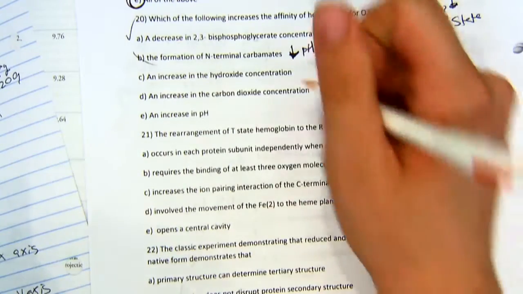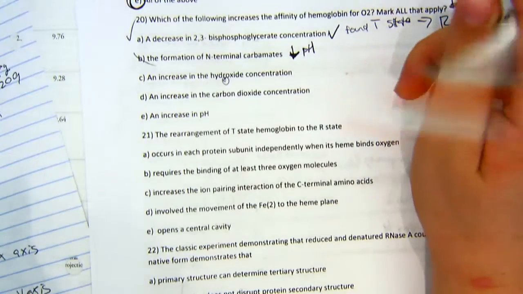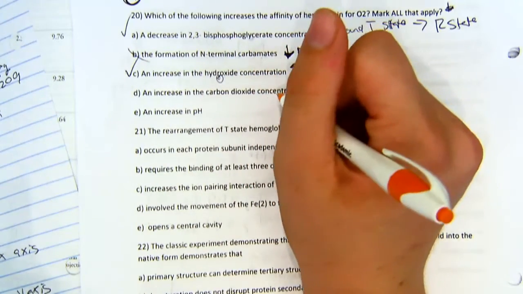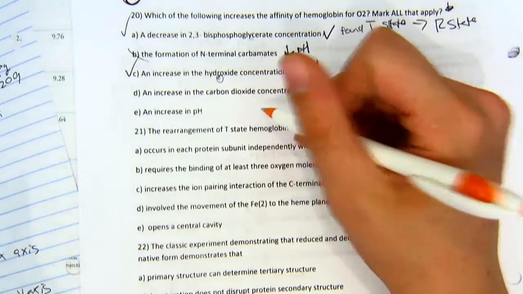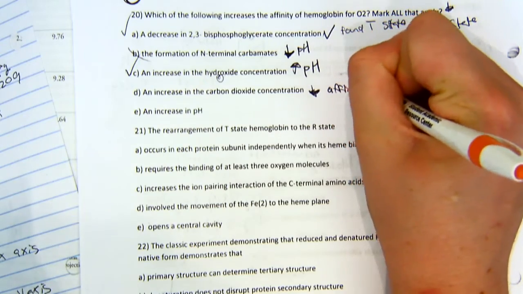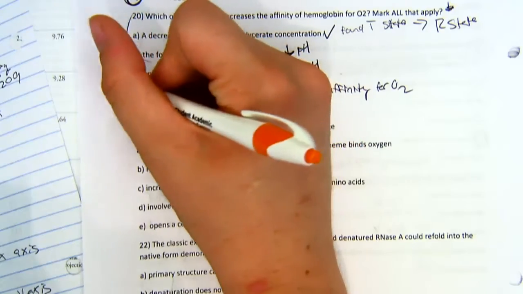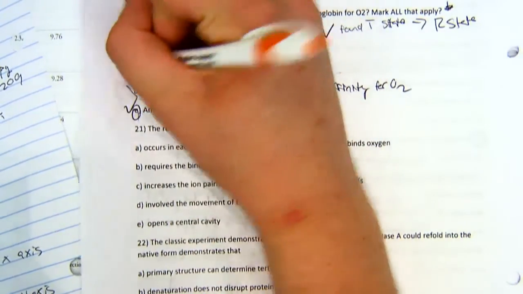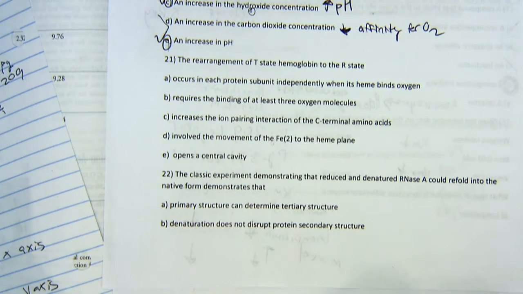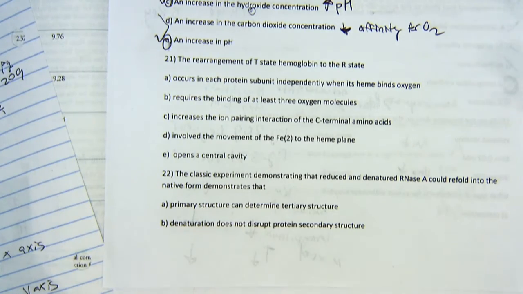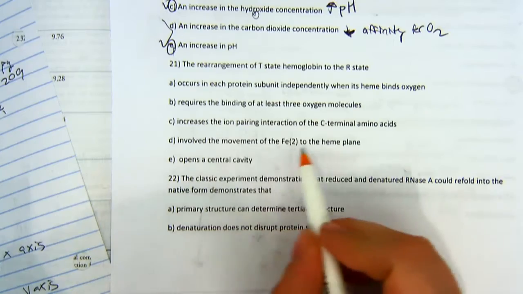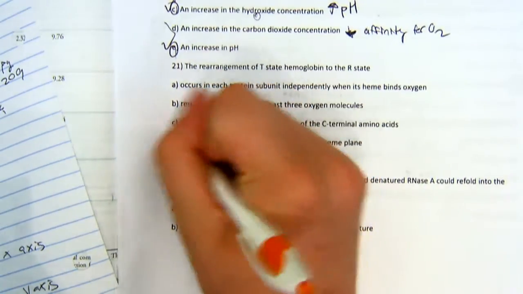Increasing the hydroxide concentration. Hydroxides, how does that affect pH? Exactly, increases it. So that's good so far. Increase carbon dioxide concentration. So carbon dioxide is sort of kind of like the opposite of oxygen, right? So by increasing that, we're going to decrease that affinity for oxygen, right? And so that's not right. And then an increase in pH. Well, we just talked about how that's good, so that gives us our answers. So we were just talking about the T and the R state. And again, this is where I'd look at those pictures to see what are the things they're comparing. But in general, the really big thing is that iron group, right? And we have that iron group that's moving in the heme plane. So that gives our answer for D.